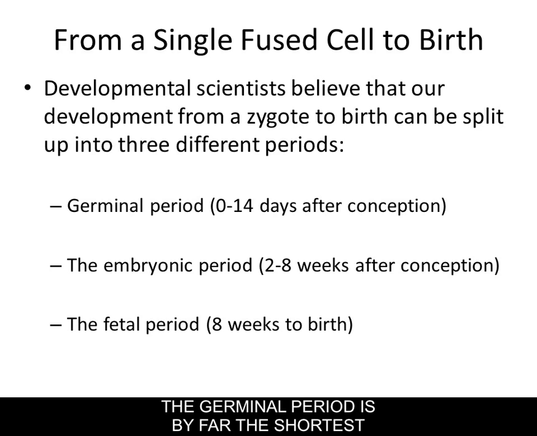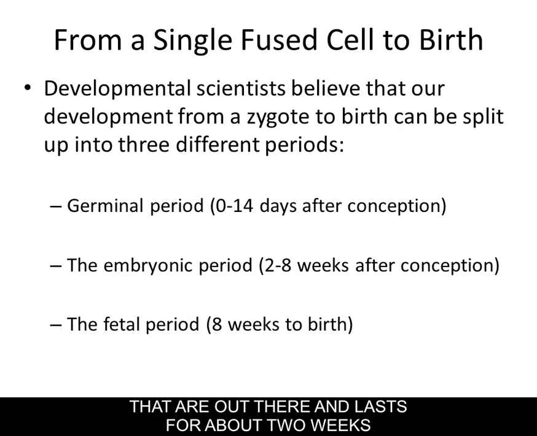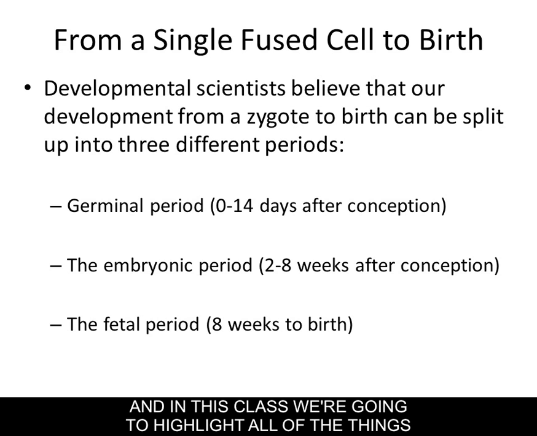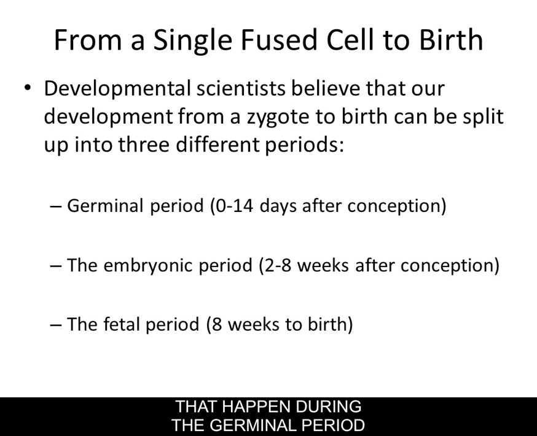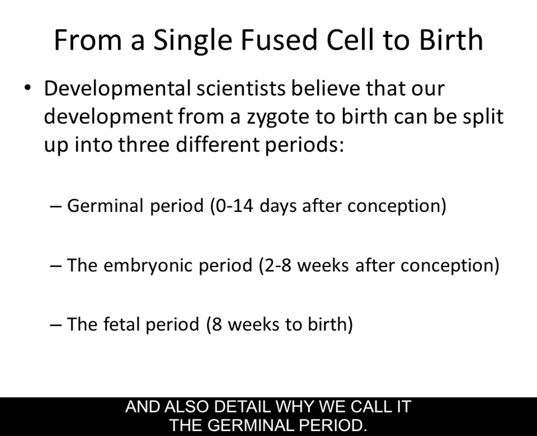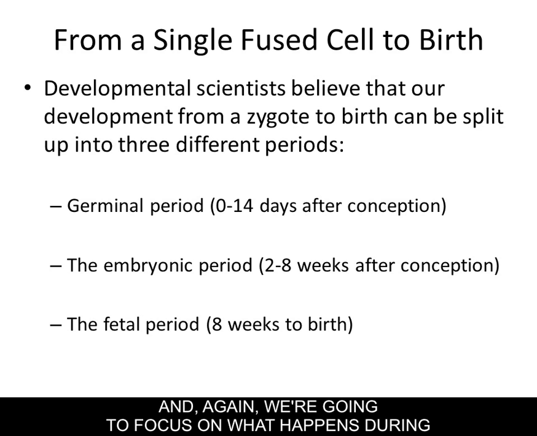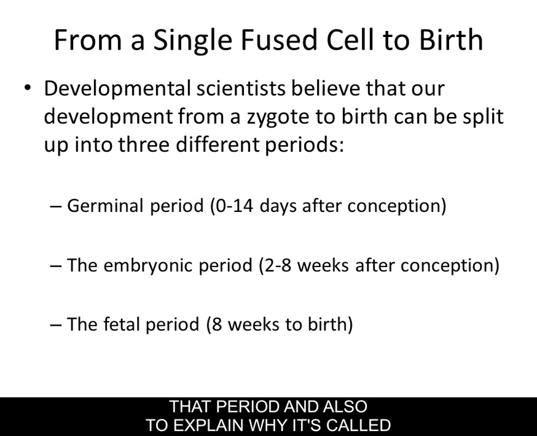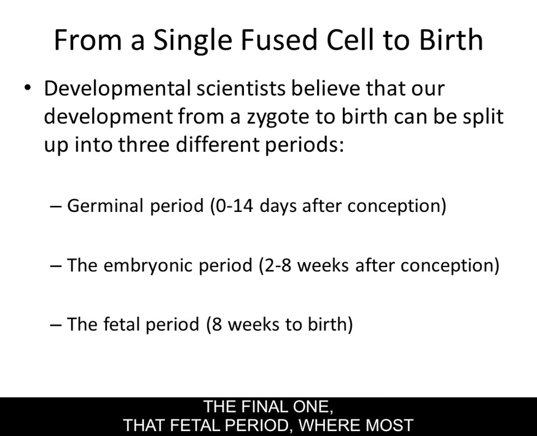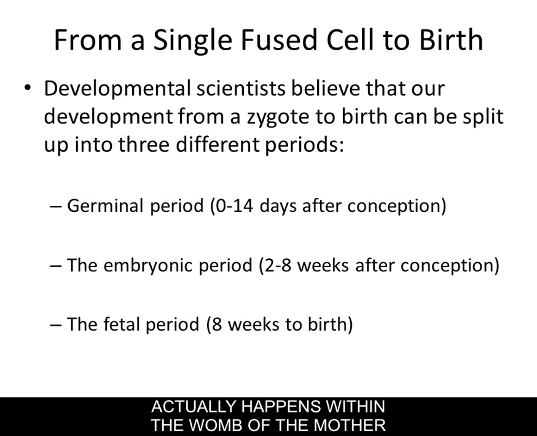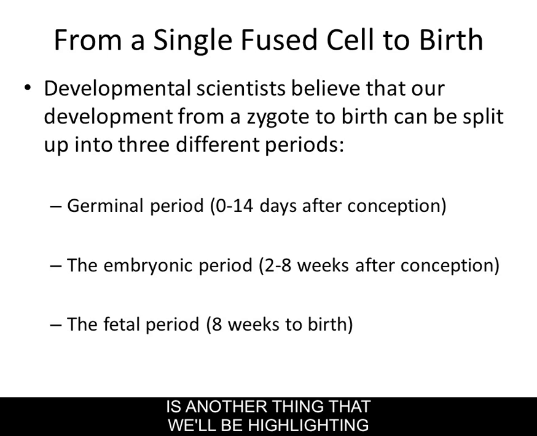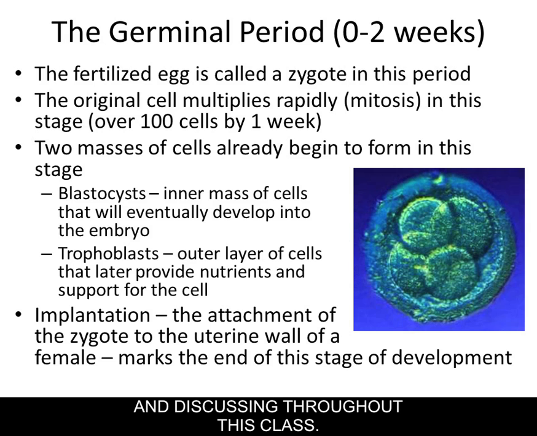The germinal period is by far the shortest of the different periods of growth that are out there and lasts for about 2 weeks. And in this class, we're going to highlight all of the things that happen during the germinal period and also detail why we call it the germinal period. The second period, the embryonic period, follows that germinal period, and again we're going to focus on what happens during that period and also explain why it's called the embryonic period. And the final one, the fetal period, where most of the growth and development actually happens within the womb of the mother, is another thing that we'll be highlighting and discussing throughout this class.